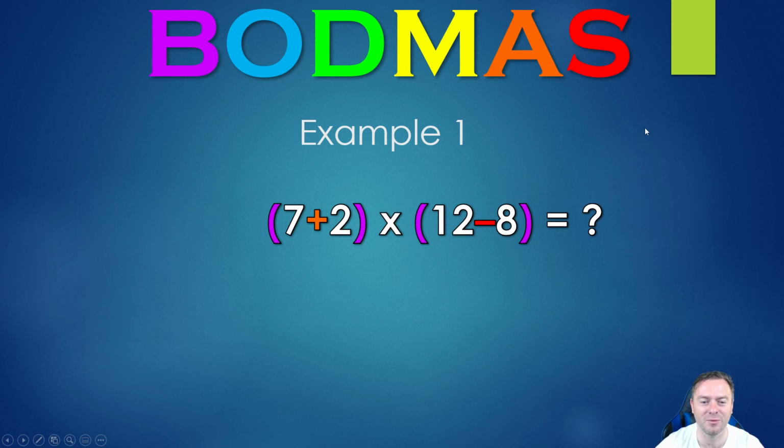And this is how a computer will think. Algorithmically, it will go through and solve the brackets first. Wow, that was a bit of a tongue tie. Still waking up, sorry. So if we go through this, 7 plus 2 gives us a 9, 12 take away 8 gives us a 4. We then go through 9 times 4, right? And then that gives us our 36.